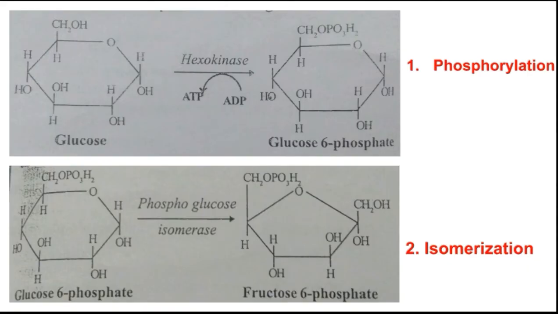Next is the isomerization. In the isomerization process, glucose 6-phosphate is converted to its isomeric form, fructose 6-phosphate, in the presence of the enzyme phosphoglucose isomerase. This phosphoglucose isomerase converts glucose 6-phosphate into fructose 6-phosphate. That is the second process, the isomerization.